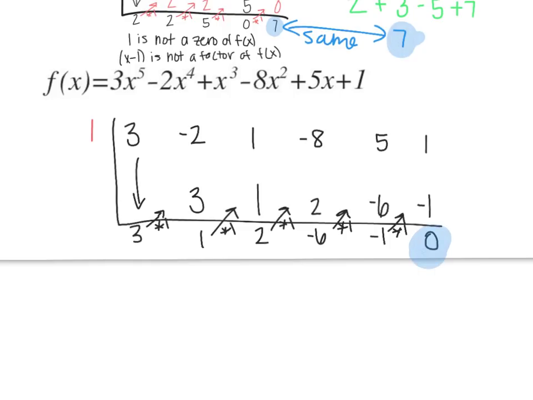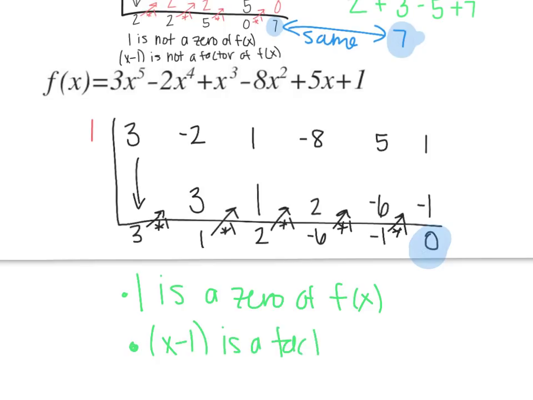Because if I get 0, that tells me a couple things. That tells me, number 1, that 1 is a 0 of f of x. Number 2, it tells me that x minus 1 is a factor of f of x. I learned both those pieces of information just from simply knowing that the remainder was 0.